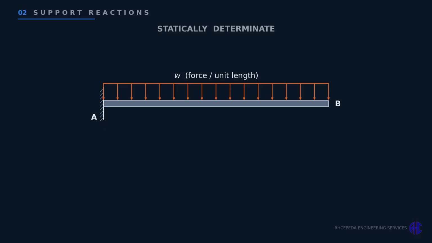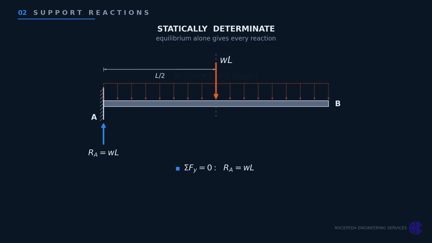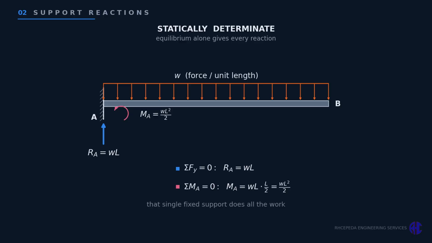Unlike the fixed-end beam, a cantilever is statically determinate. Equilibrium gives us everything. Summing vertical forces, the wall must carry the entire load, so the vertical reaction is WL. Taking moments about A, the load's resultant acts at midspan, a distance L over 2 from the wall, so the wall must also provide a restraining moment of WL squared over 2. That single fixed support does all the work.